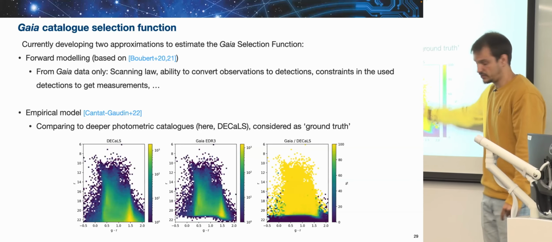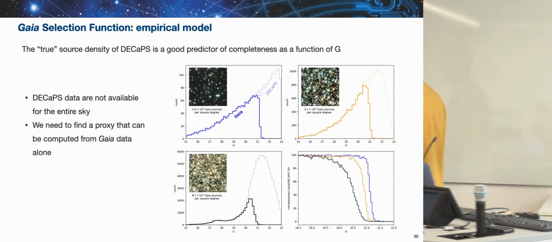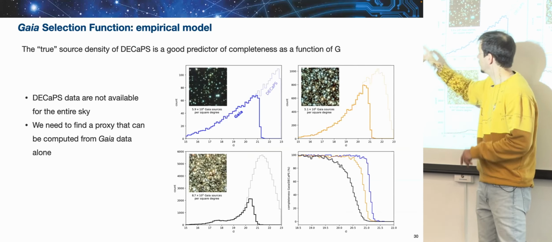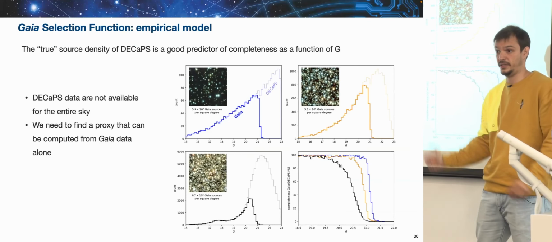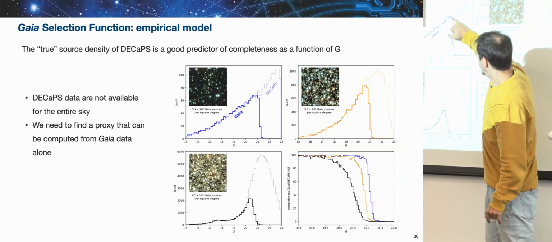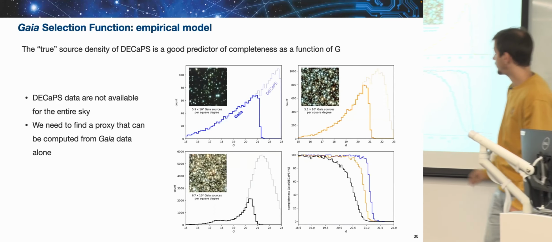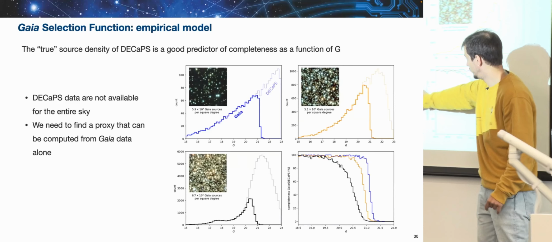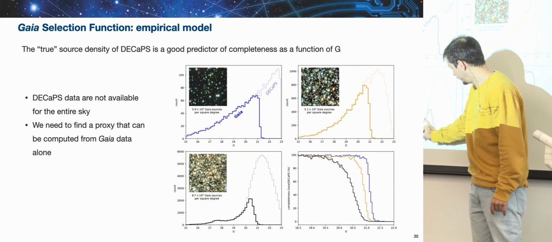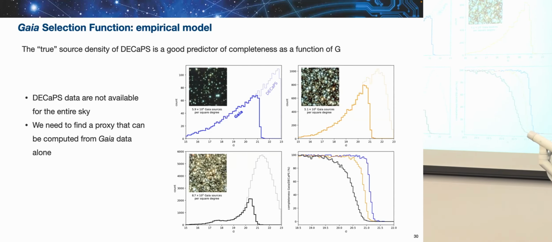So we want to characterize this to get the selection function of Gaia in this way. And we see basically that the source density of DECaPS, that we consider is the true source density, is a very good proxy for the completeness. So for sparse regions, we see that basically the completeness of Gaia drops at the Gaia limiting magnitude. And now, as we go to denser and denser regions, the completeness of Gaia drops a bit earlier, and here it drops way earlier, also losing some stars here. And this is what we want to characterize.